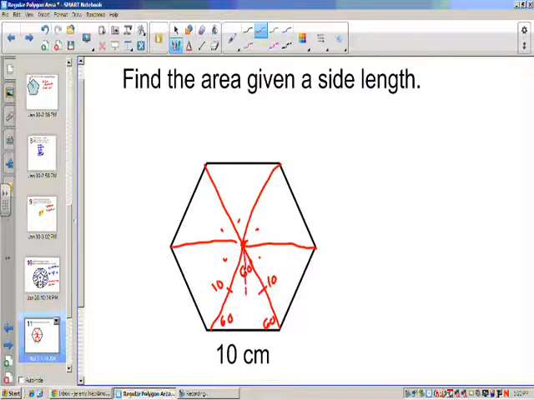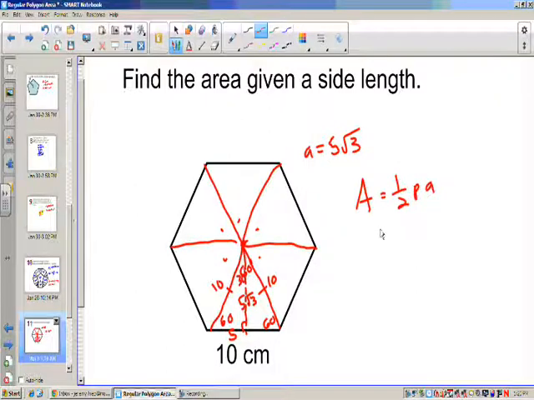To find the apothem, I would cut that in half, and now this is a 30, 60, 90 triangle. So if that's 10, this is 5, this would be 5 times the square root of 3. So my apothem is 5 times the square root of 3. So the area is going to be 1/2 the perimeter times the apothem, and the perimeter is going to be 10 times 6, which is 60, times the apothem, which is 5 times the square root of 3.